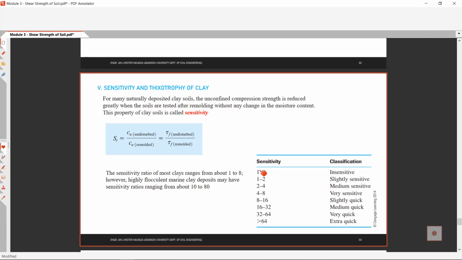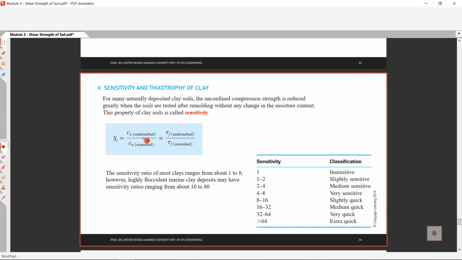So sensitivity means kapag disturbed mo yung soil or undisturbed yung soil. Okay, so syempre, kapag undisturbed yung soil, mas malakas yung ibibigay niya na unconfined compressive strength. Kapag remolded mo siya, nagulo yung soil, medyo bababa siya. So that phenomenon is called the sensitivity of the clay soils.